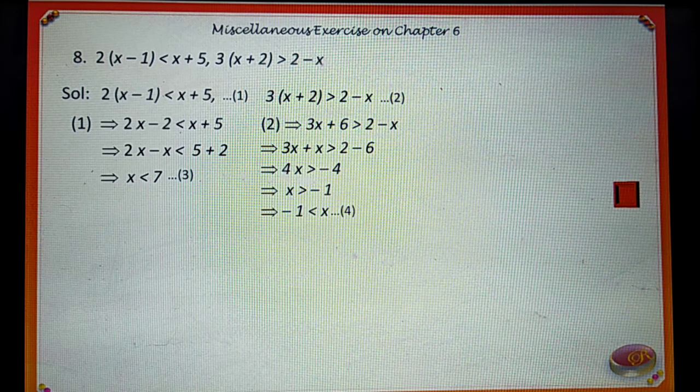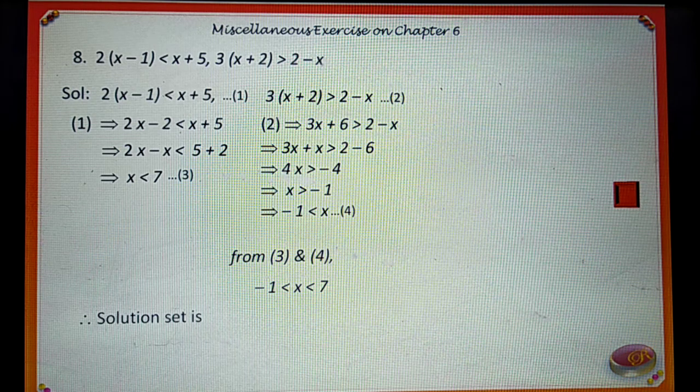From 4 and 3 we get −1 < x < 7. Therefore, the solution set is the open interval −1 to 7, excluding both −1 and 7. Graphical representation of the solution set is shown in the following figure.